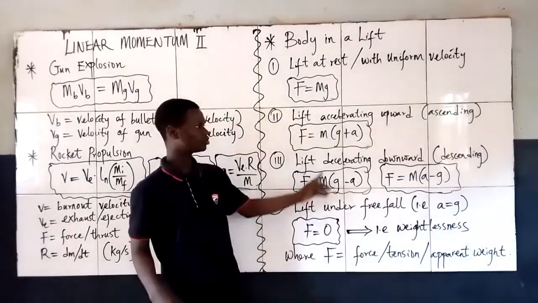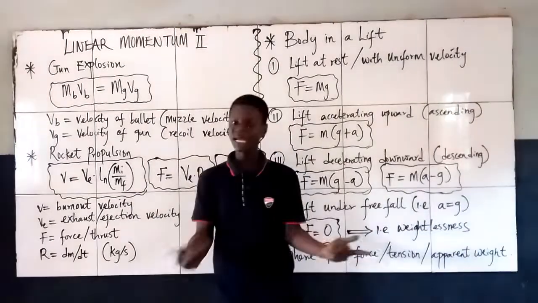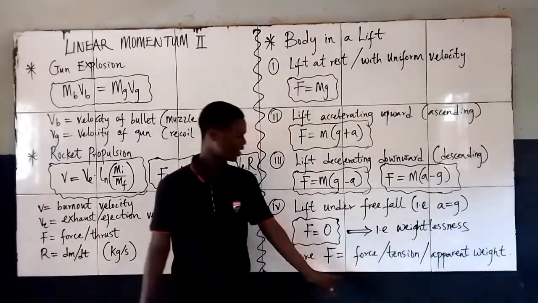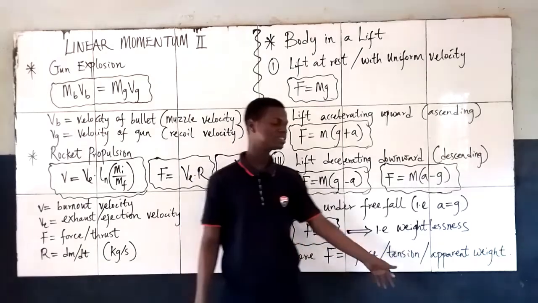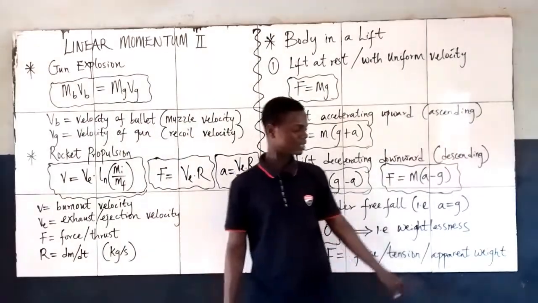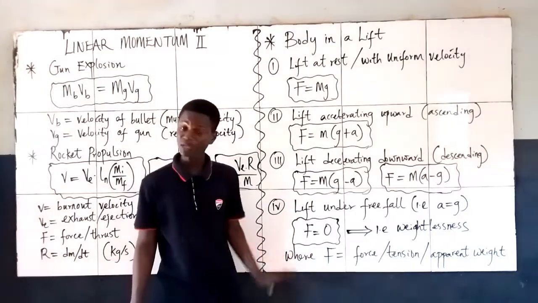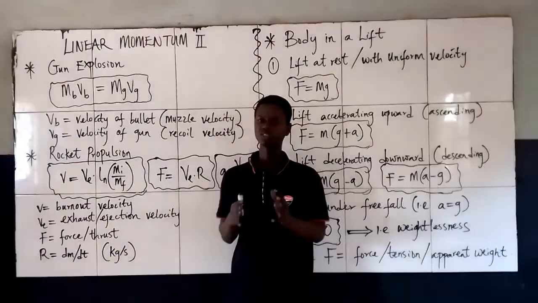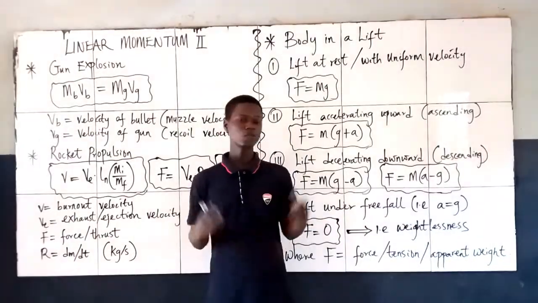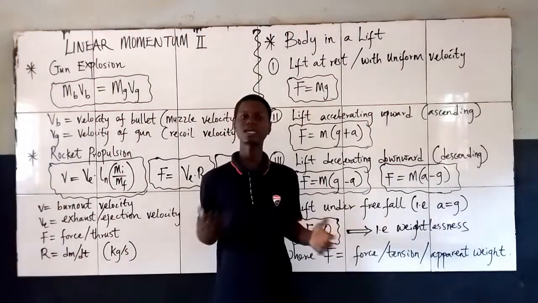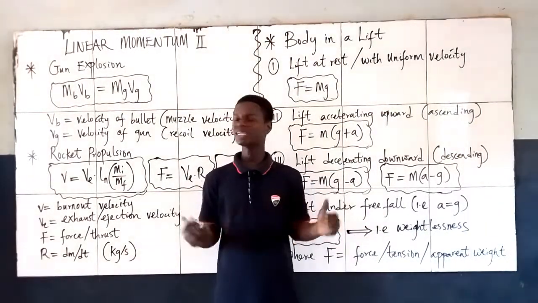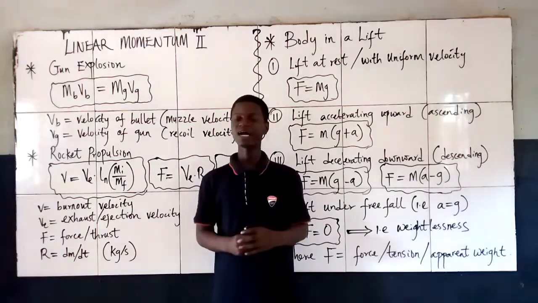Now, the F we have been talking about can be asked for in a question. They can say find the force, or they can say find the tension acting on the lift, or they can say find the apparent weight. They are all referring to the F. I hope that is clear. So now we have all these formulas at the back of our mind. Without wasting time, guys, let's quickly get down to one or two questions under part 2 of linear momentum.